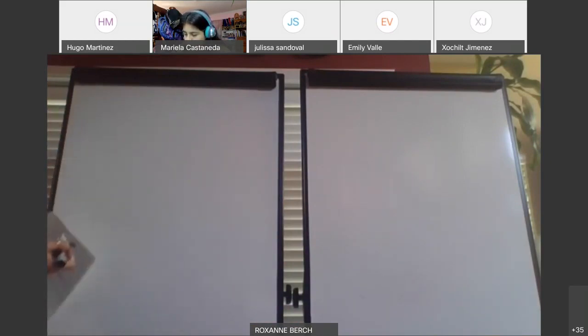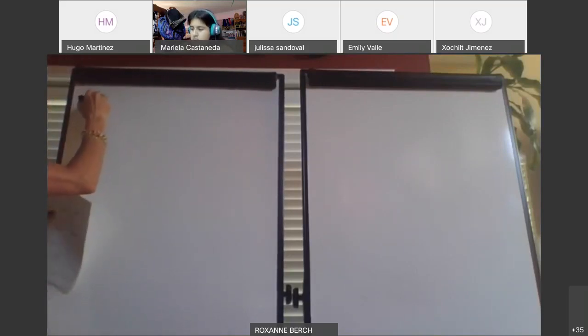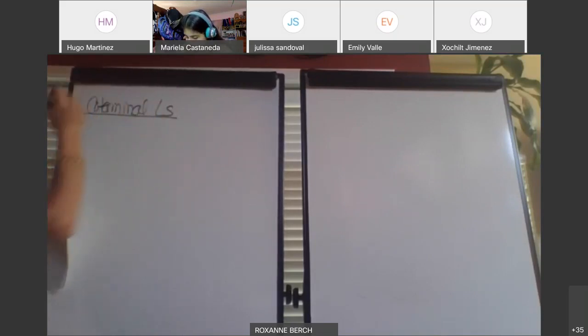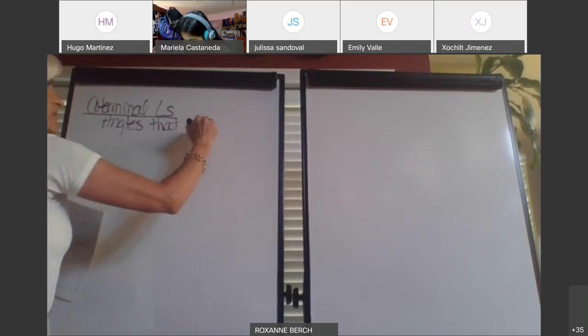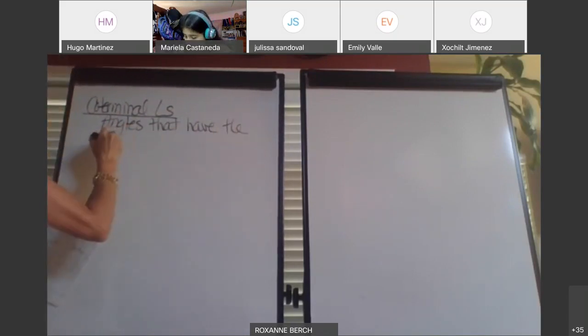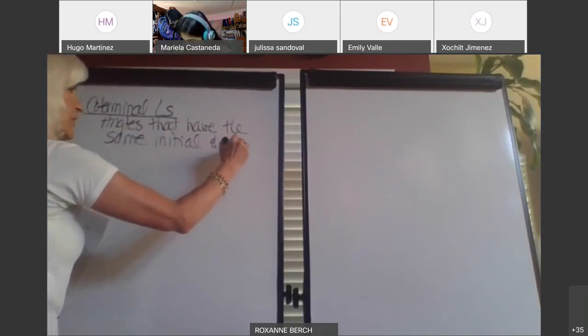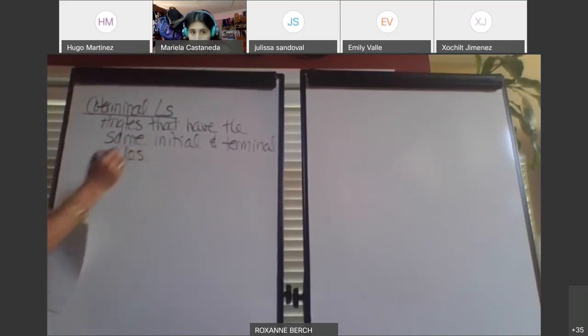All right, so the next vocabulary word that you want to put on your index card is coterminal angles. I would know this one. These are angles that have the same initial and terminal sides. So these are multiple angles that have the same initial and terminal sides.